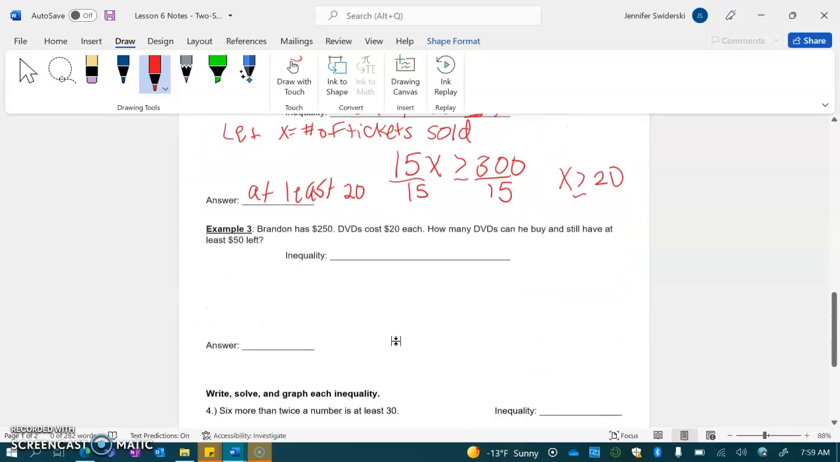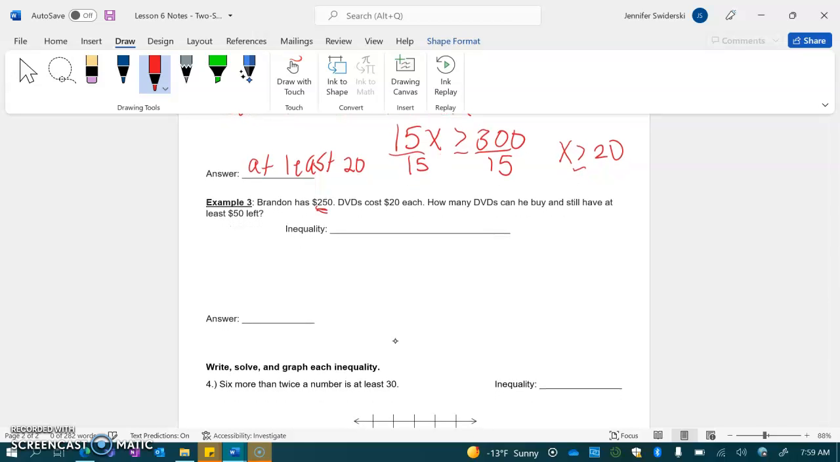All right, number 3 down below says Brandon has $250. DVDs are $20 each. How many DVDs can he buy and still have at least $50 left? Well, again, at least, that means we want him to have more than or equal to $50 when he is done.